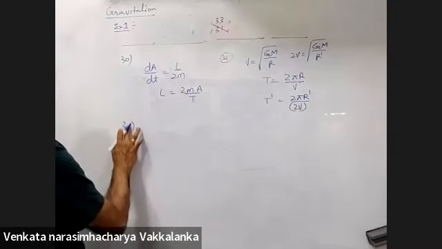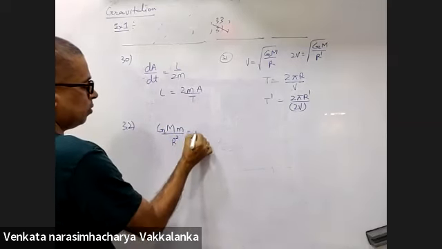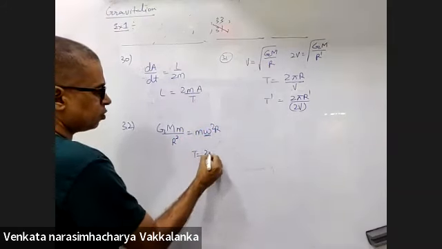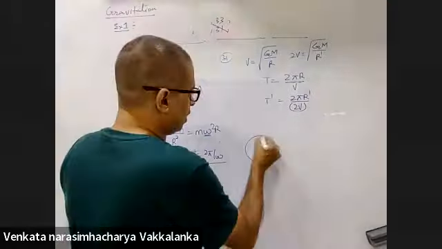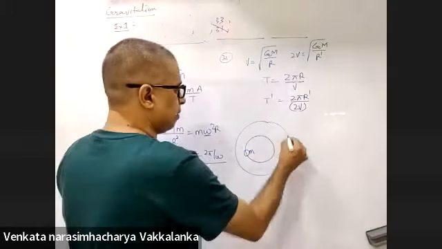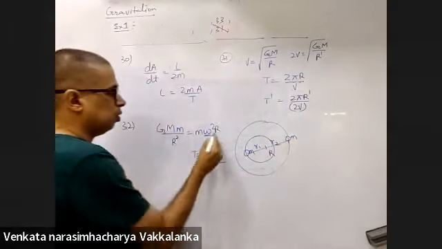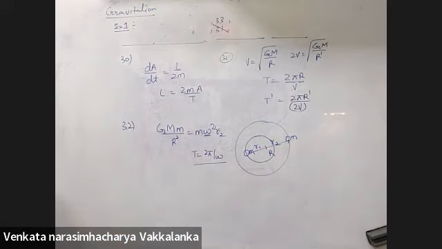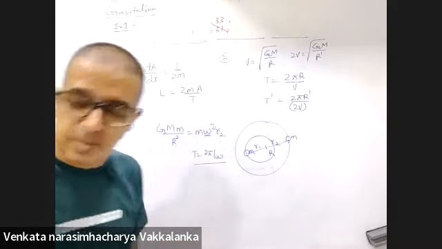In question 32, G capital M small m by r square will be m omega square r. Find out omega: time period is 2 pi by omega. In the binary star system, the two stars, I am taking this as capital M, this as small m. The distance between them I am taking as r, r1 and r2. M omega square r2. Find out omega, 2 pi by T is your answer. Time period of each star: both the stars will have the same time period because both the stars have the same omega.